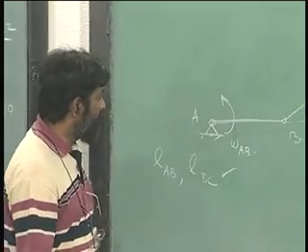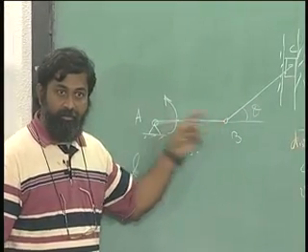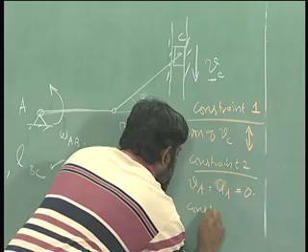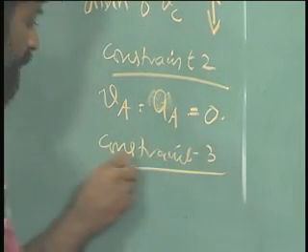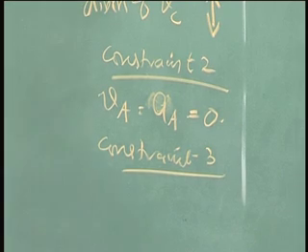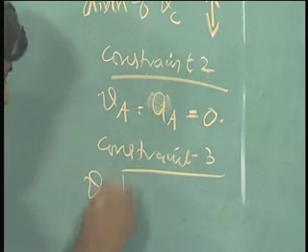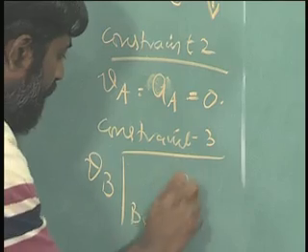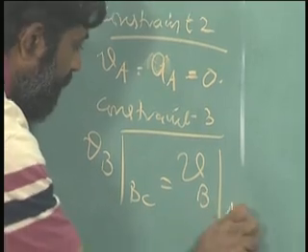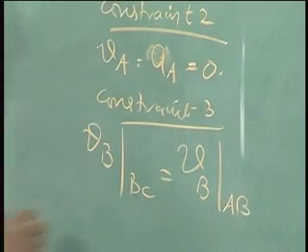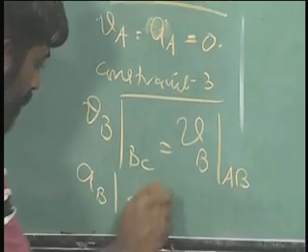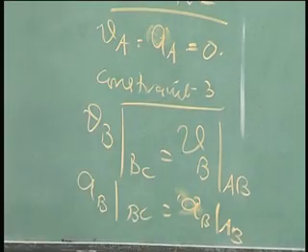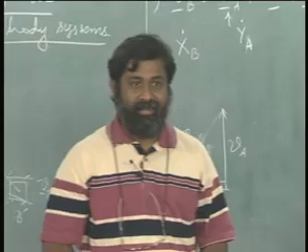Any other constraint? If you look at B, the next constraint, constraint 3, connects these two bodies. What is that? The velocity of B as I see from BC should be the same as the velocity of B as I see from AB. It is true with acceleration also. Once I understand these constraints, now it is very easy.